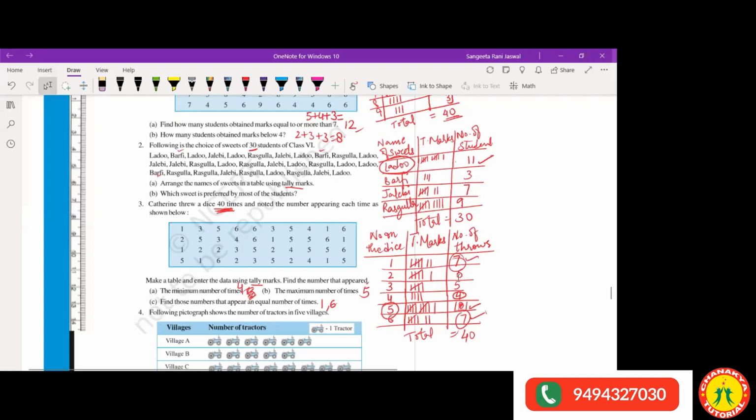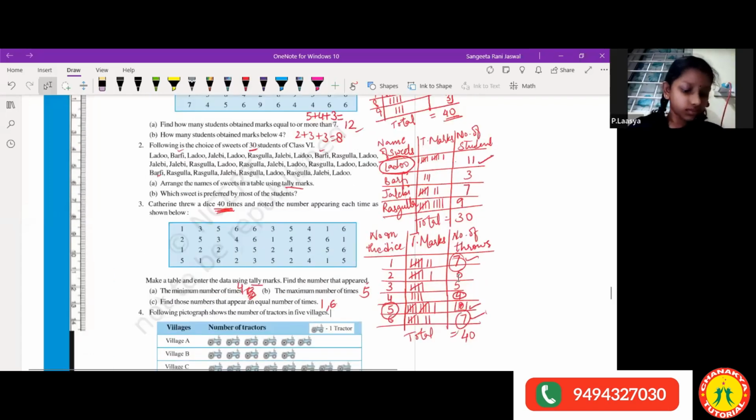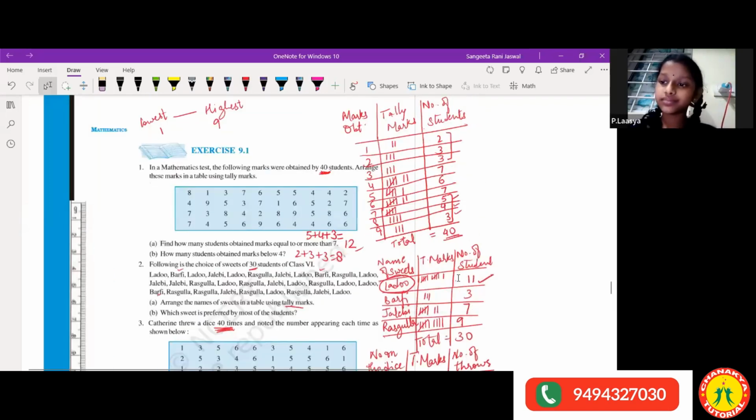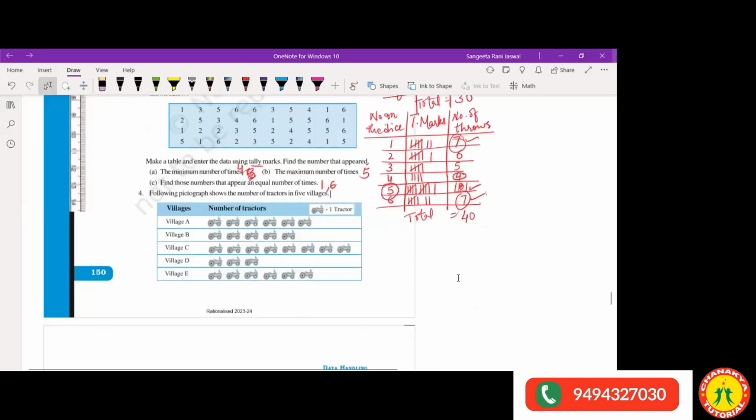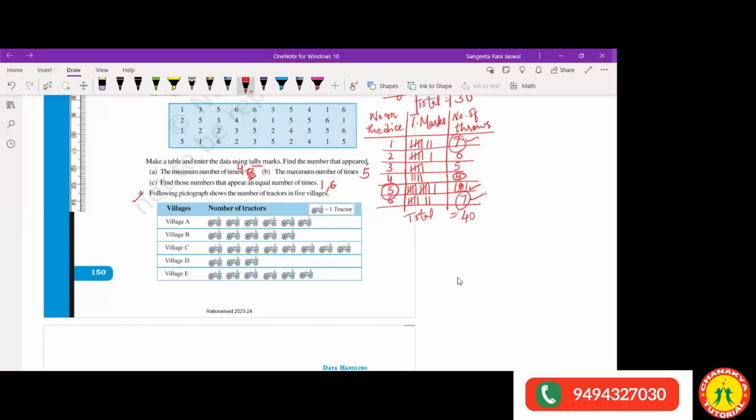So I think this tally form is quite clear to you. Yes, ma'am, it's easy. I'm hoping that you're understanding the things, and please ask wherever you don't understand. Now let's see the next one. This is based on pictograph. The following pictograph shows the number of tractors in 5 villages. Now this is the picture of one tractor. One picture represents one tractor.